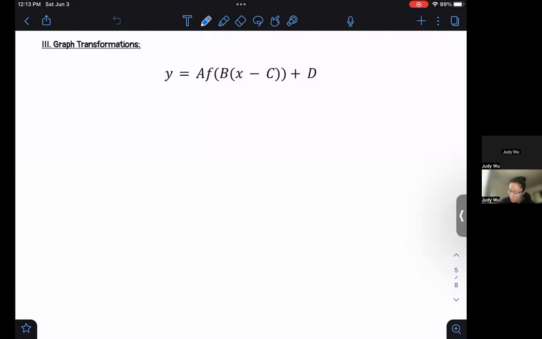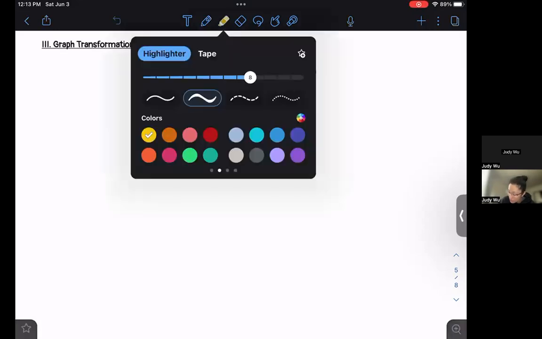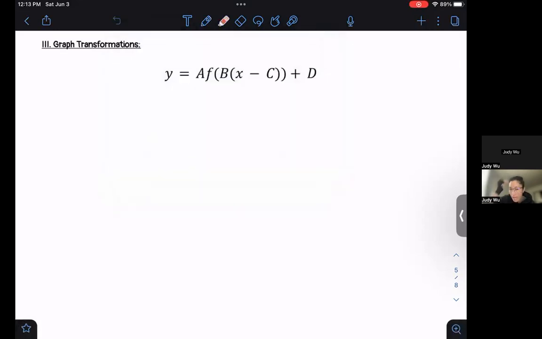So in graph transformations, it turns out that no matter what our function is, if we write the equation in a certain way, we can actually tell what that graph is doing. What I mean by that is we have that original graph, the parent functions that we've been talking about. And all of these transformations actually tell us about how things are shifting or stretching or compressing, okay?